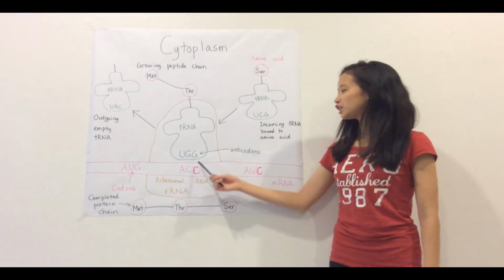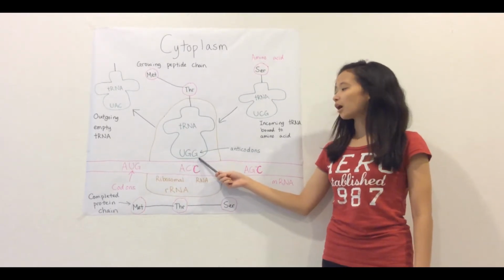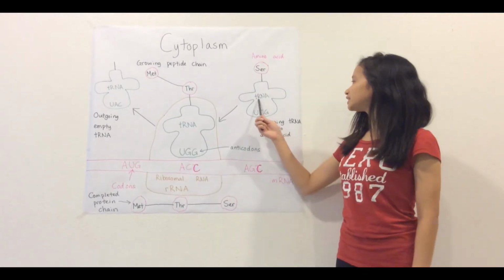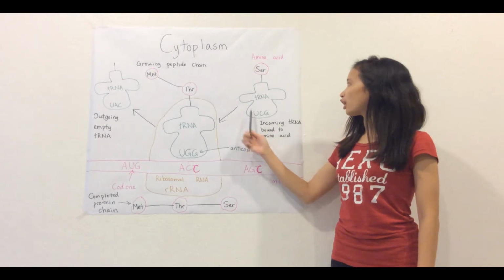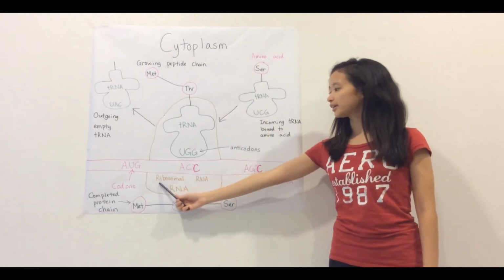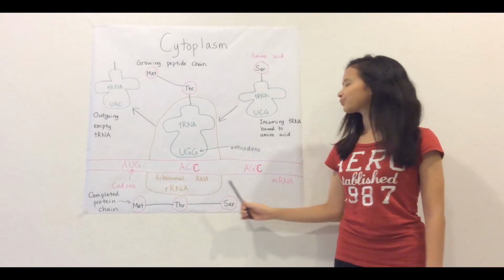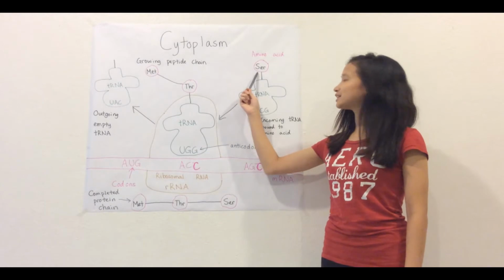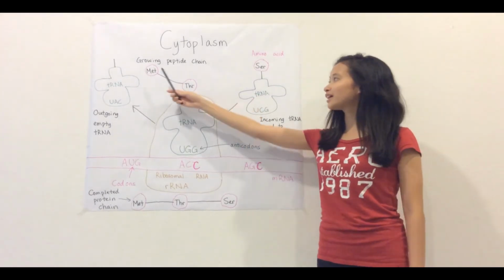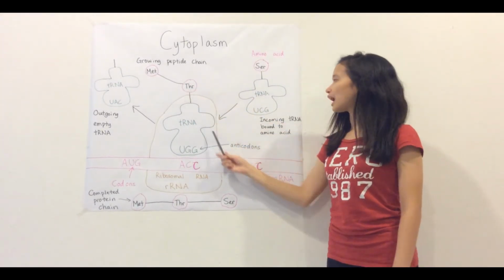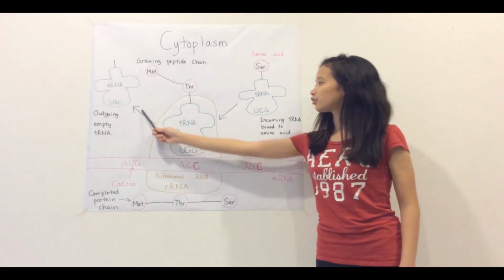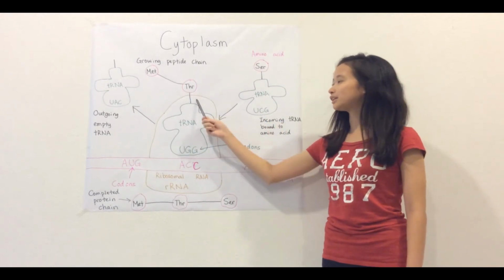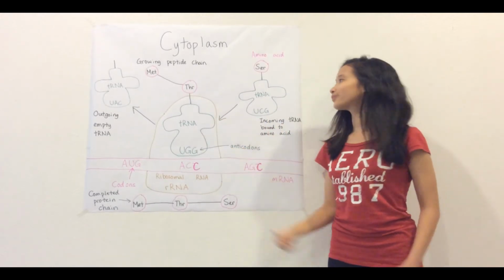In this example, the UGG anticodon is a complementary base pair to the ACC on the mRNA strand. The tRNA will bring the anticodon and the amino acid onto the ribosomal RNA. When it arrives on the ribosomal RNA, it will then deposit its amino acid, which will then be added onto the growing peptide chain. After it has done that, it will leave the rRNA, and a new tRNA will then come in and deposit its own amino acid.